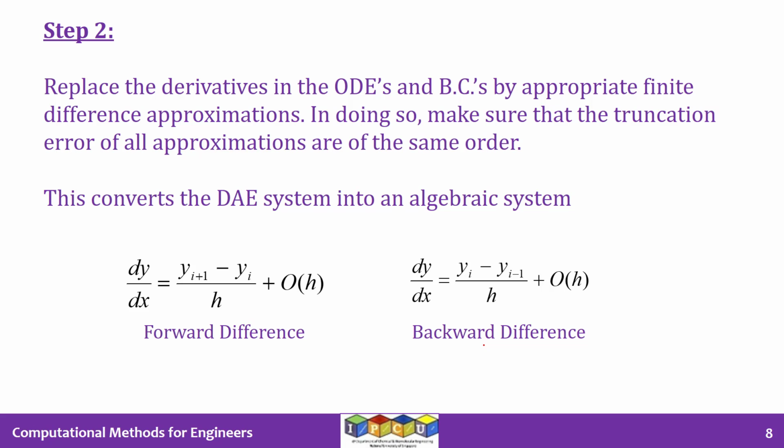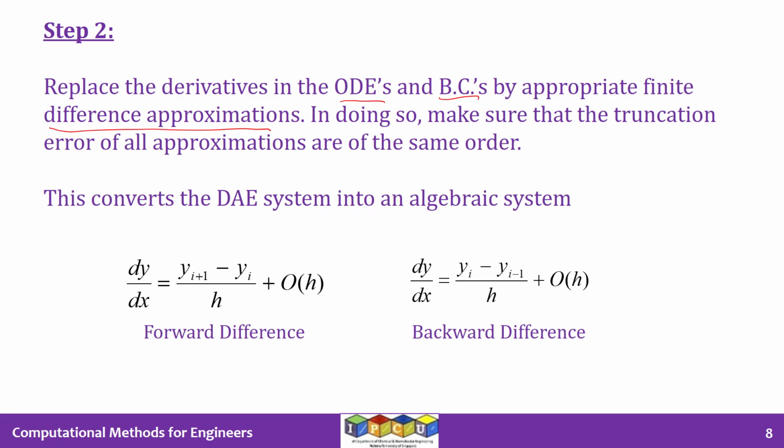Now as step 2, you replace the derivatives in the ordinary differential equations and the boundary conditions by appropriate finite difference approximations. When we say appropriate, for some grid points, you can use either the forward or central or backward difference approximations. Typically, this will be true for the internal grid points.